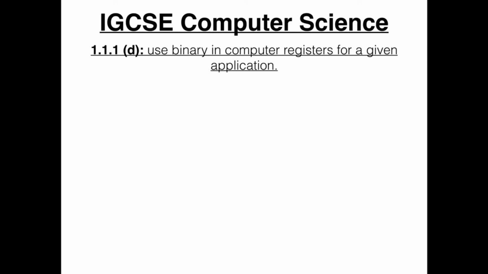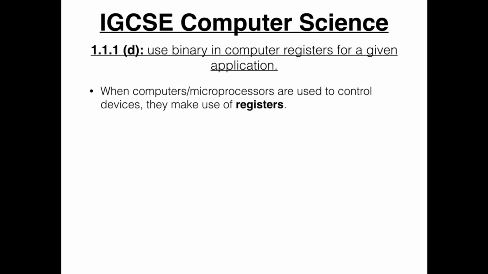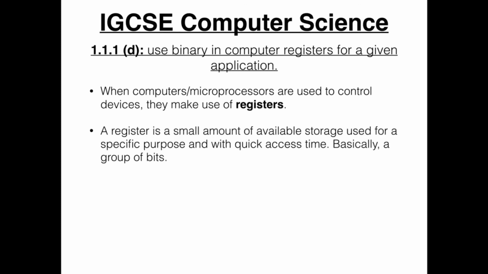IGCSE Computer Science Syllabus Statement 1.1.1d: use binary in computer registers for a given application. When computers or microprocessors are used to control devices, they make use of registers. A register is a small amount of available storage used for a specific purpose and with quick access time. So basically, a group of bits.